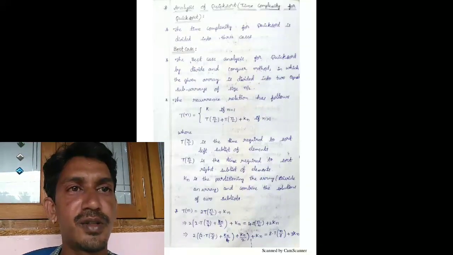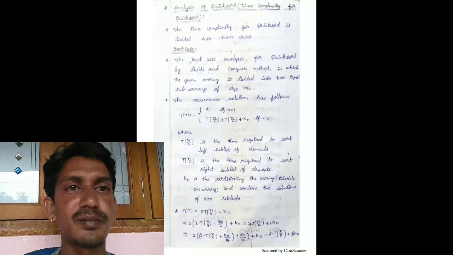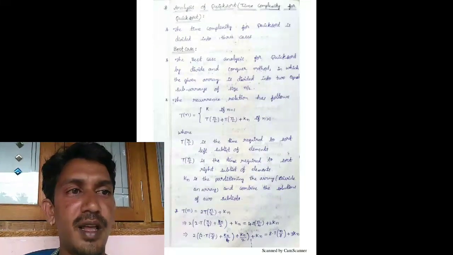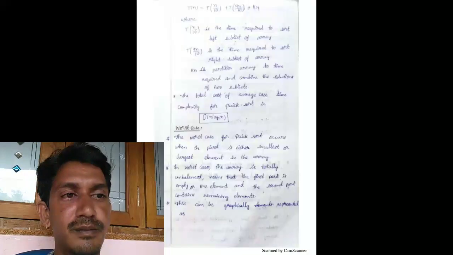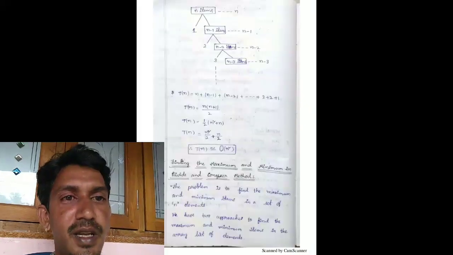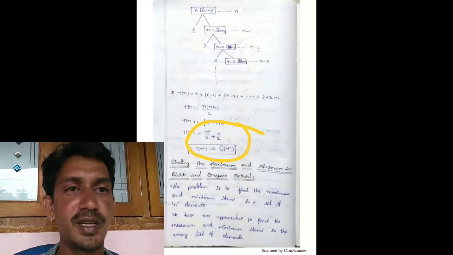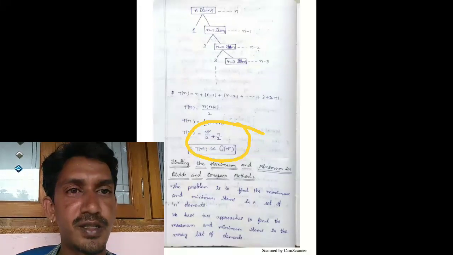Let us come to the complexity. We have best case, average case, and worst case time complexity. The best case is taken as big O of n log n, the average case is also big O of n log n, and the worst case is taken as big O of n squared. Right, these are the most important complexities in the quicksort mechanism.